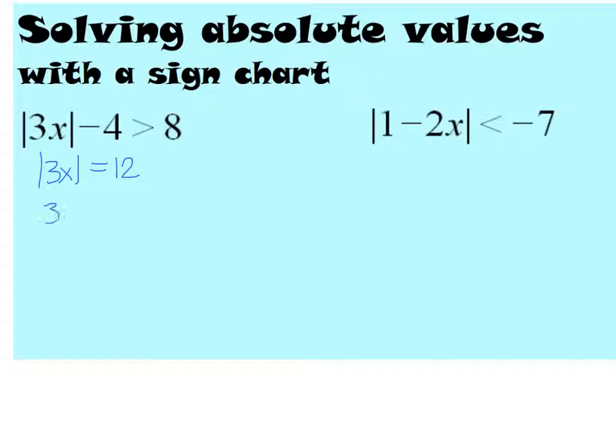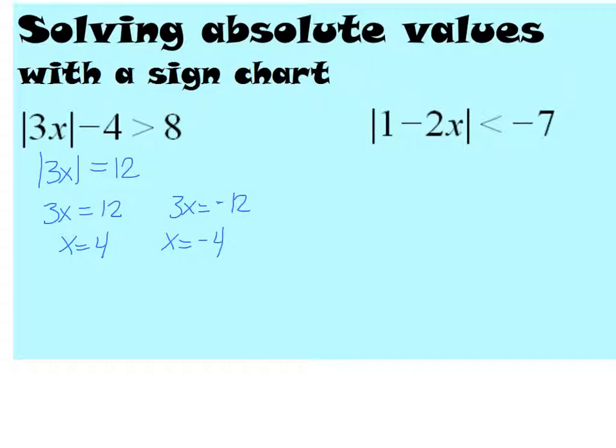Once you have the absolute value by itself, you set up your two situations. When you set up your two situations, you get rid of the absolute value and say, well, 3x either equaled 12 or 3x equaled negative 12. Those are your two options. That means x is either 4 or x is equal to negative 4. And yesterday we were done.